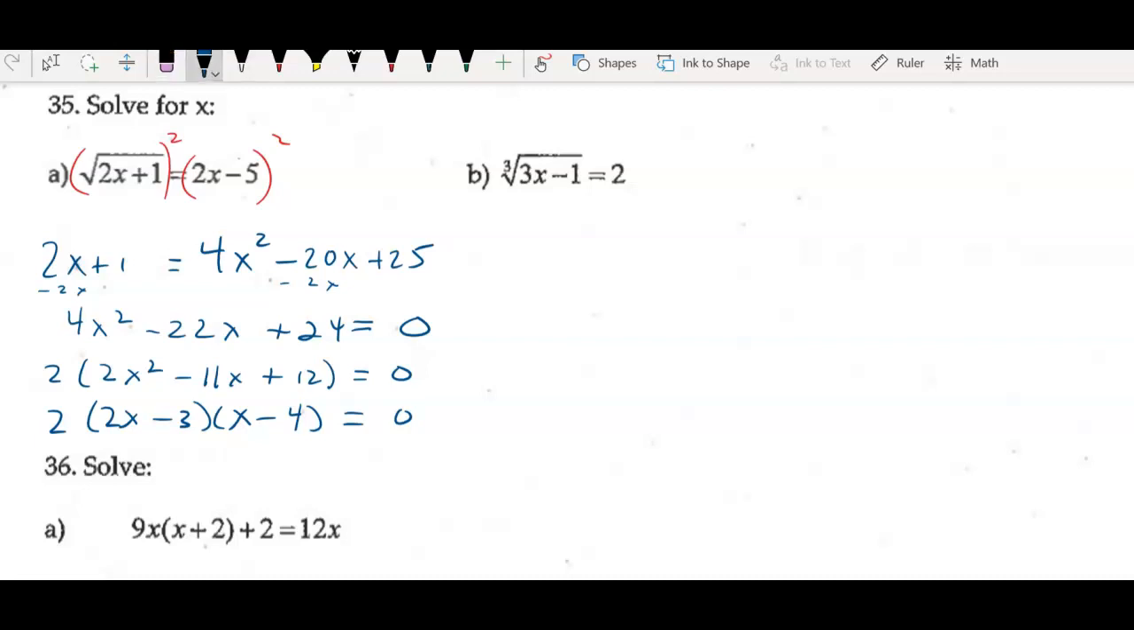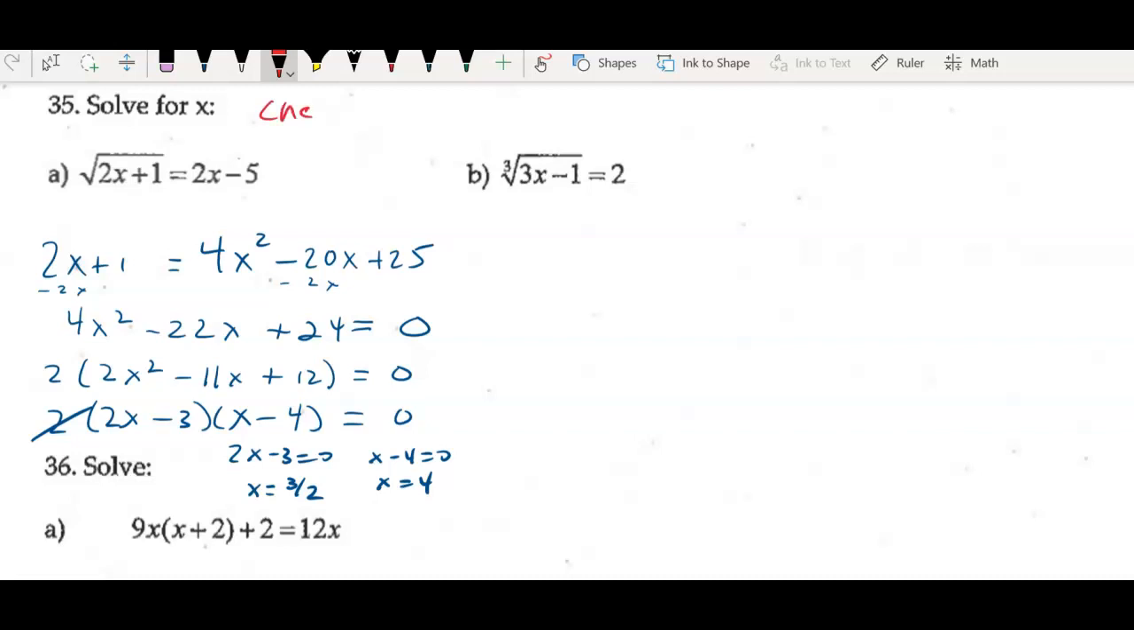Set each factor equal to 0. Forget the 2, it's like you just divide out the 2. So when I have 2x minus 3 equals 0, I get x equals 3 halves. x minus 4 equals 0, x equals 4. Here's the problem. You must check each one back in the original problem. Just because you get it as an answer doesn't mean it's going to work.